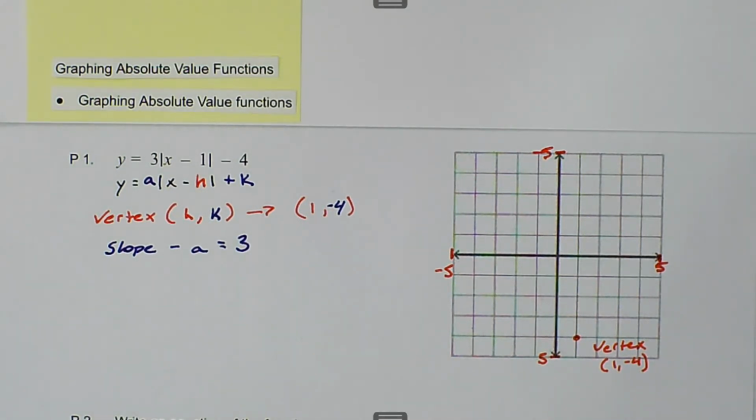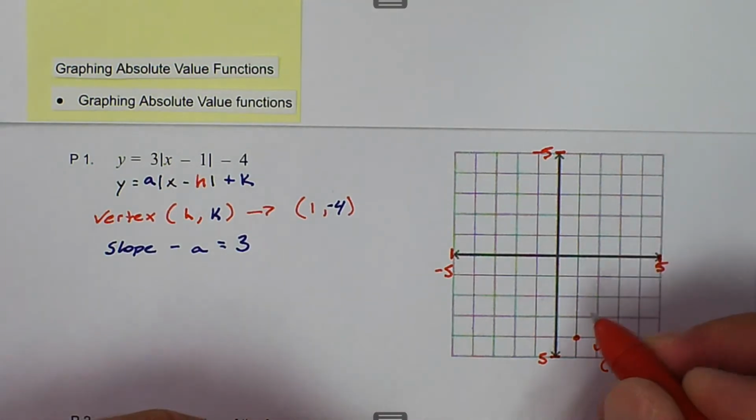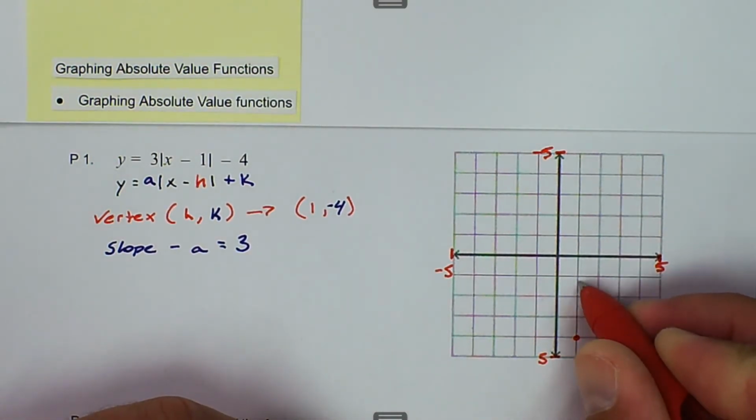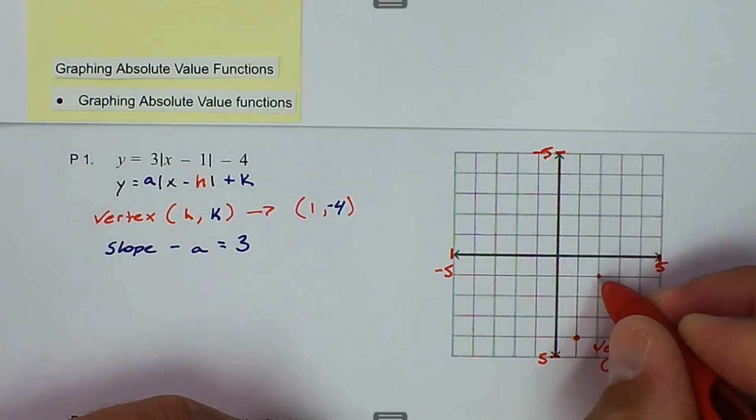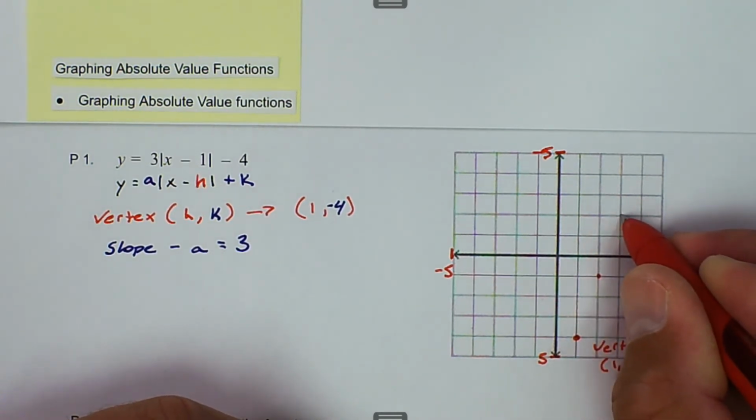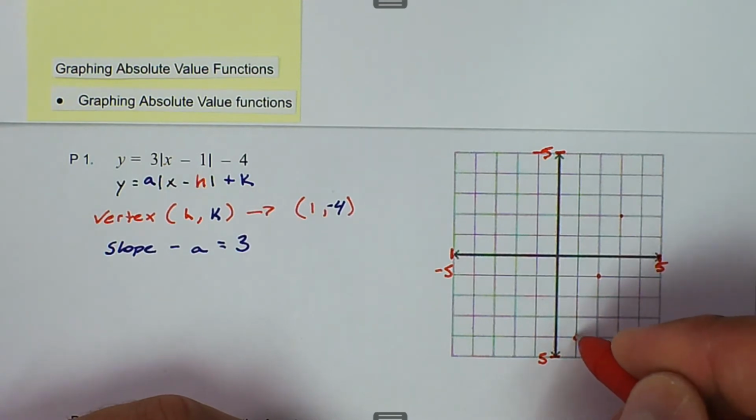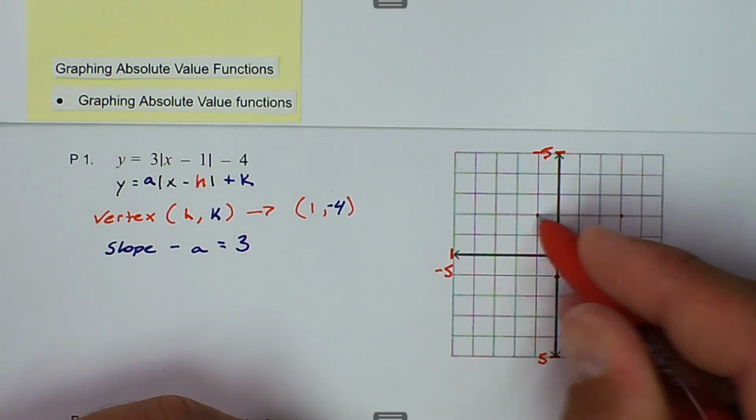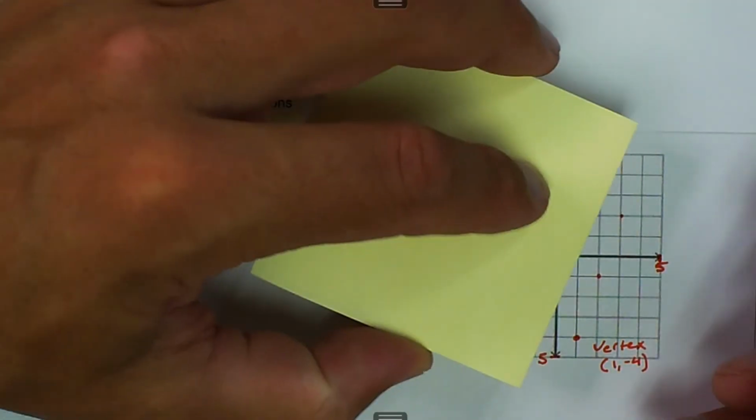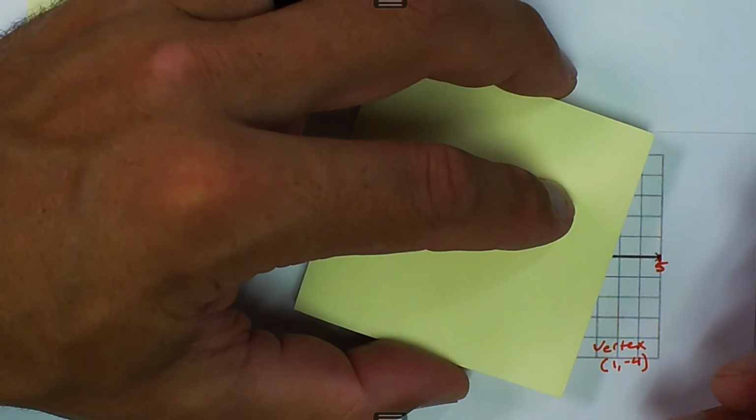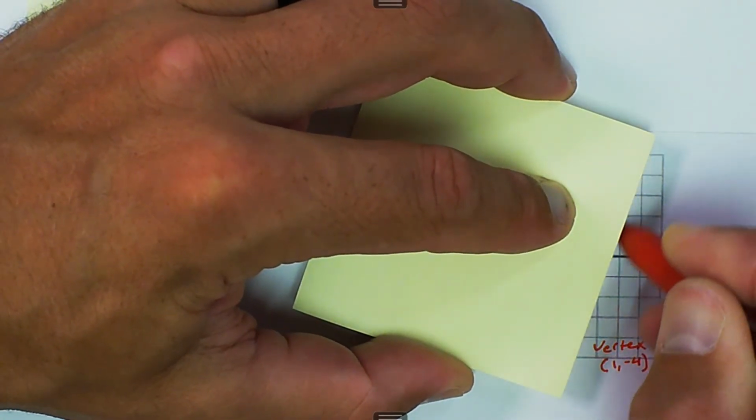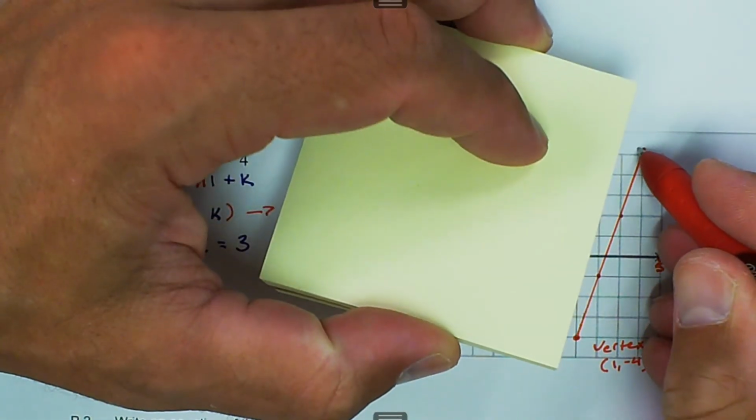So we're just going to go up 3, 1, 2, 3 over 1. Up 3 over 1. And then we're going to use our straight edge, and we can just connect the dots to form a line.